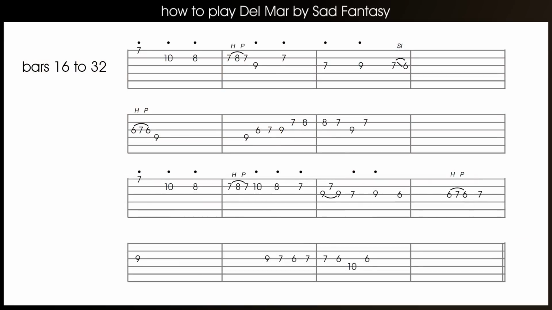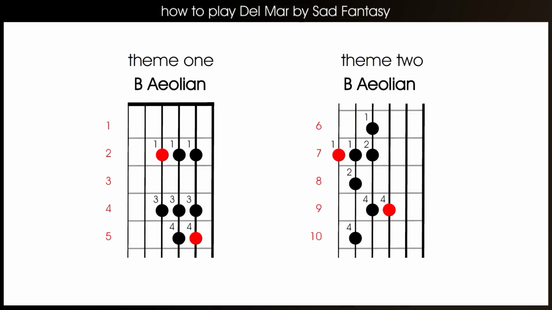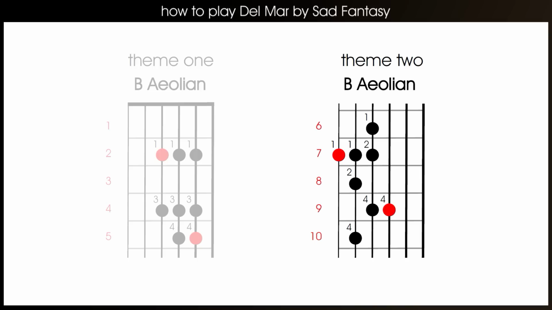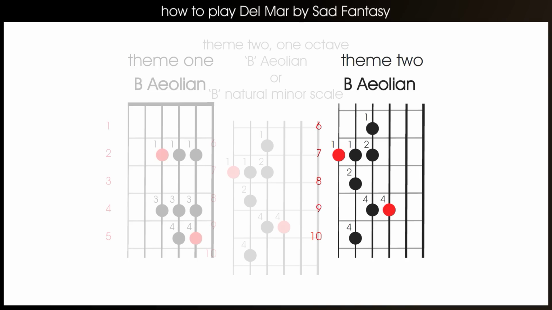Right, before we learn how to play this next section, let's just take a look at the scale this next section is based on, because once you've learnt that, it becomes easy to play. And like the first section, this is based on a B Aeolian or B natural minor scale. However, it's up at the 6th and 7th fret.